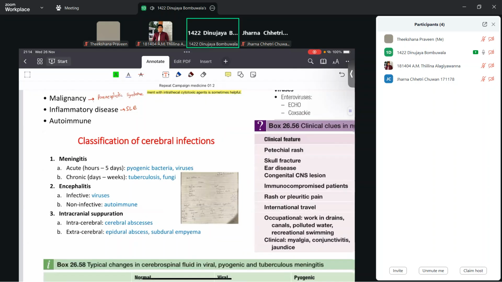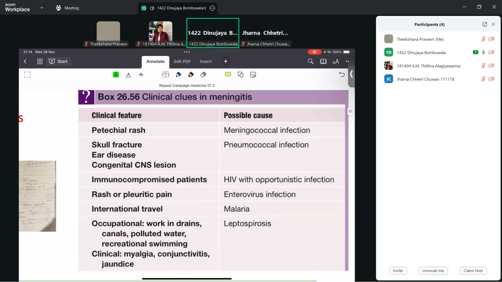If there is an SBA question given with a scenario, these symptoms are very important to identify what type of infection it is, because each of the clinical clues gives us the possible causes for the subsequent management of the disease. Meningitis is mostly covered in the pediatric part, but we have seen that in medicine also meningitis comes again and again.